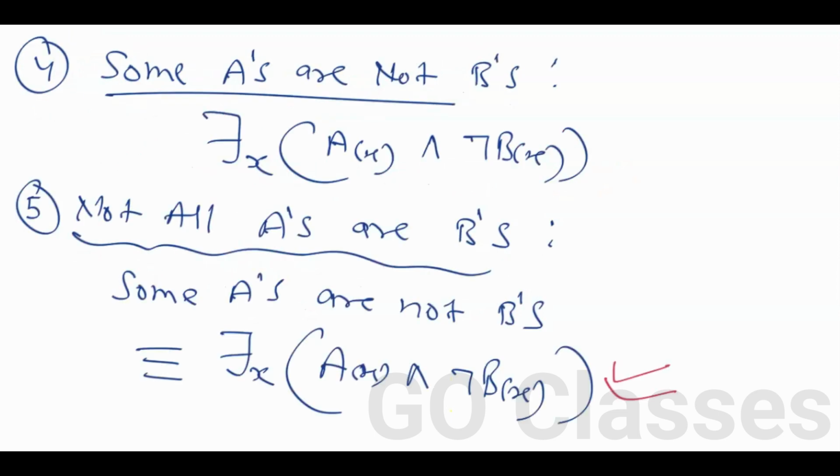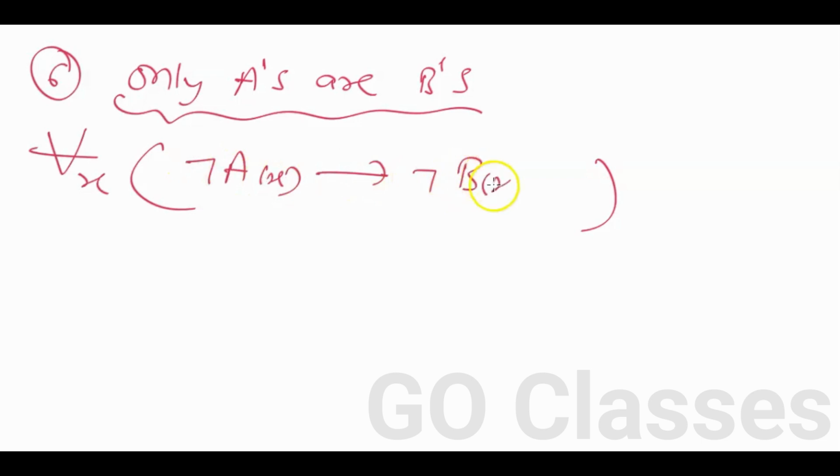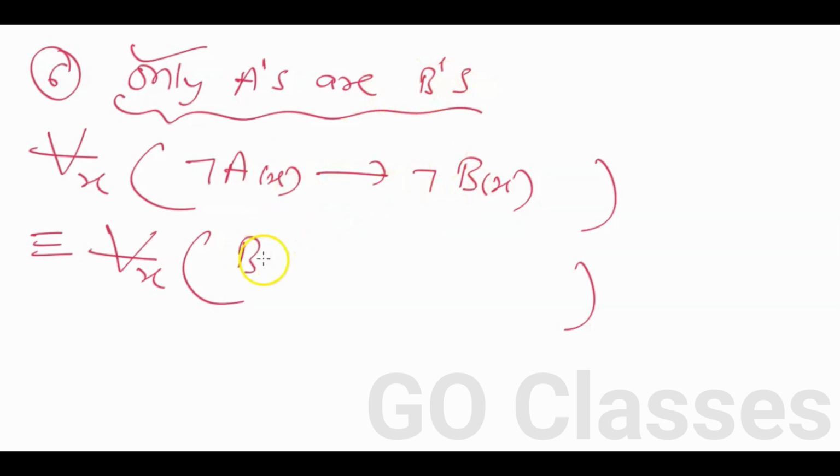Okay. So the next template, the sixth template, is only A's are B's. This is very simple. For everyone we are saying that only A's are B's means if it is not A, then it is not B. Similarly, only A's are B's means, by contrapositive, if it is B, then it is A. So this template also we have seen.